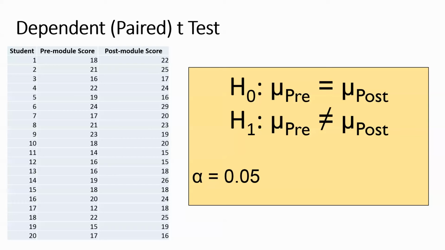of scores. So my null hypothesis here on the right-hand side, H0, is that the mean of the pre-module score is equal to the mean of the post-module score. In other words, there's no difference between the two sets of scores. My alternate hypothesis is that the mean of the pre-module score is not equal to the mean of the post-module score. In other words, that there is a difference between the two scores. I'm going to test this at an alpha value equal to 0.05.